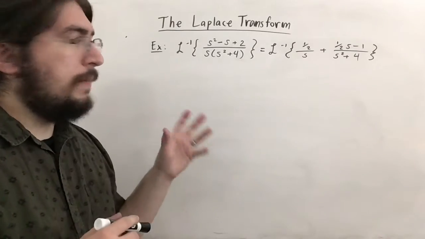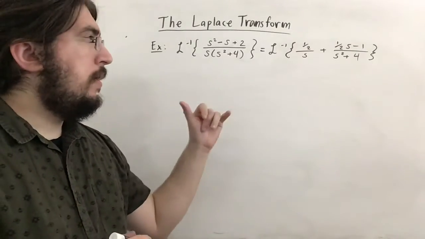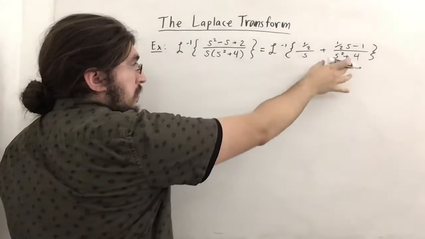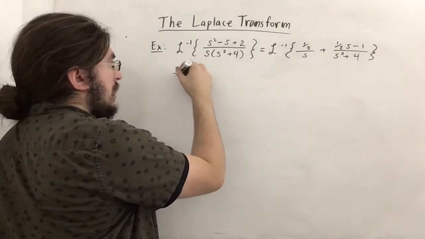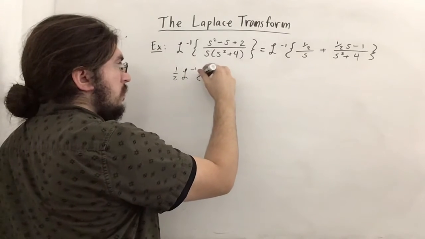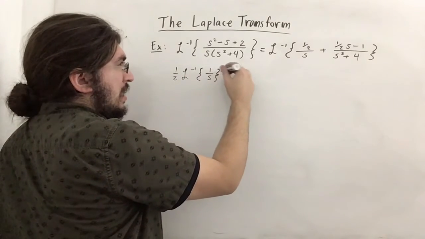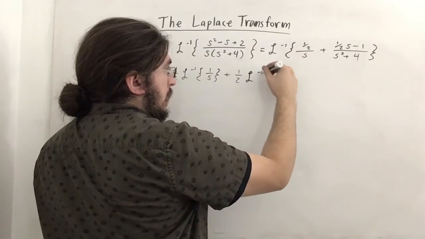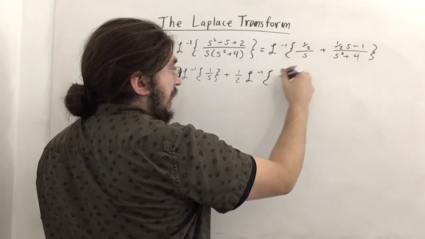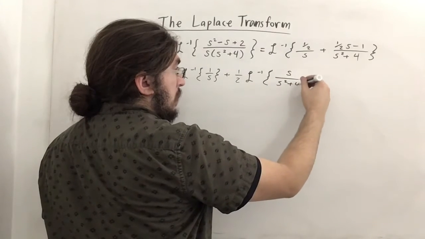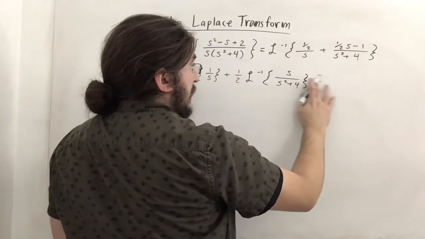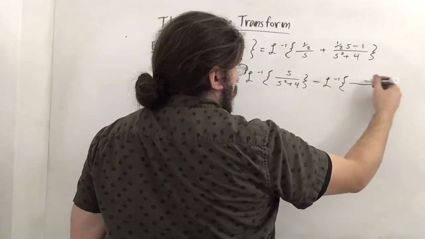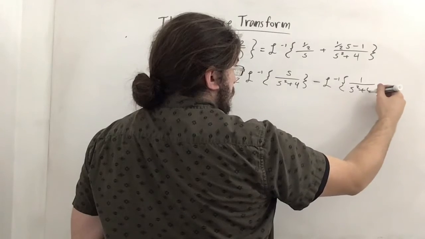Now before I split it up, I actually want to split this up a little further, but I'll do that in the next step. So let me show you. I'm going to split this up over the sum, and I'm going to pull out constants. So this is going to be 1/2 times Laplace inverse of 1 over s, plus 1/2, so you'll see what I mean in a second, times Laplace inverse of s over s squared plus 4 minus Laplace inverse of 1 over s squared plus 4.